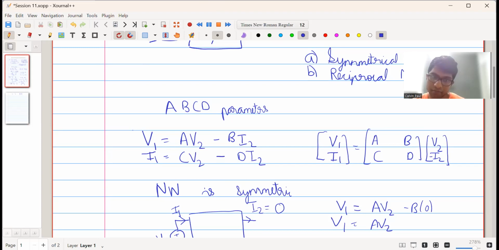Similarly, this is current. If this has to be current, C should be in terms of admittance. Okay, and D should be dimensionless. So that means we get A equal to D, and that also is dimensionally correct because A and D are dimensionless. So this is another way of verifying the condition we have obtained, whether there is any sort of error in the condition, whether we made any calculation mistake or anything. Okay, so this is for finding out if the network is symmetric.